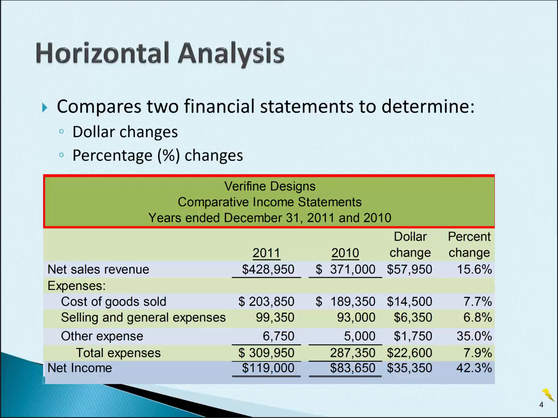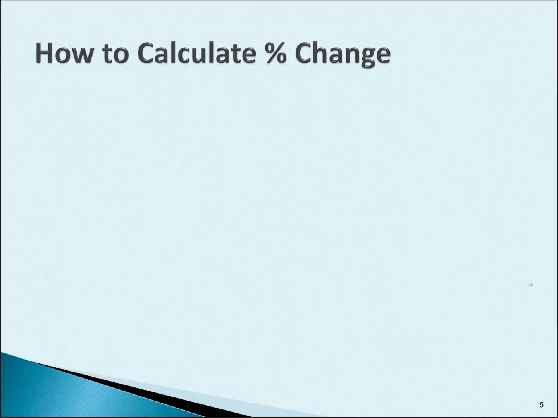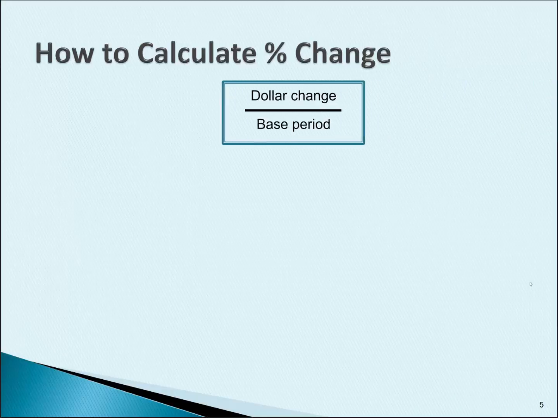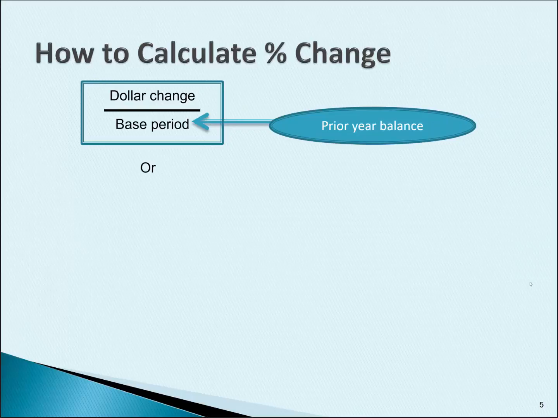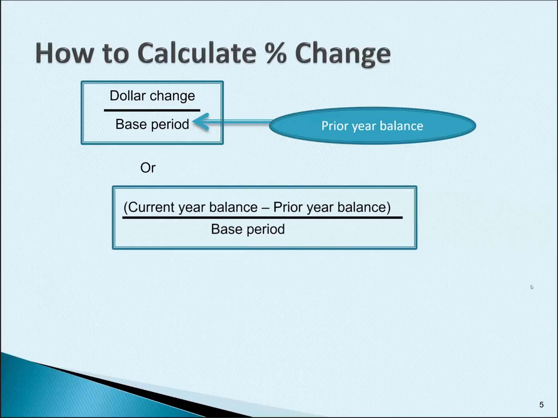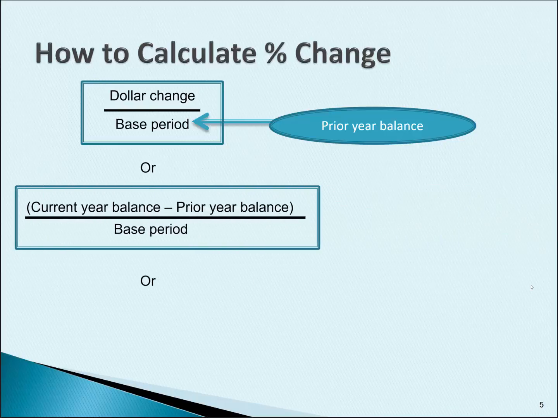So here's our dollar change column, and here's our percentage change column. So now we're going to figure out how to calculate percentage change. So there are 3 different formulas. They're all basically the same thing, but they're different ways to look at the formula. So the first one is the dollar change divided by the base period, and the base period is just the prior year balance of whatever percentage change you're trying to figure out.